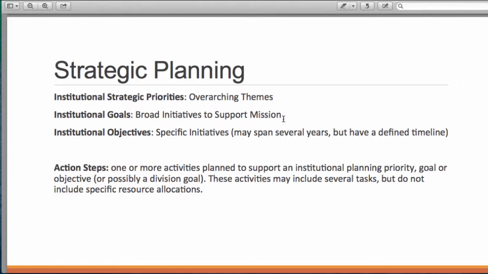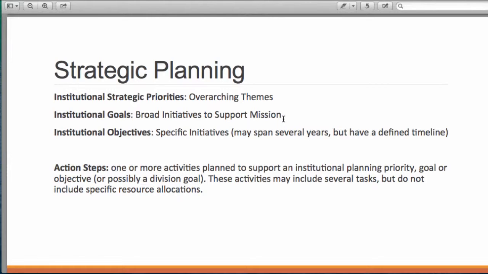Action steps, on the other hand, that's the new term we're using in our program reviews. These are one or more very specific activities that are planned at the program or division level to support an institutional planning priority, goal, or objective. You can have multiple action steps that support an institutional goal. But keep in mind that action steps do not include specific resource allocations.